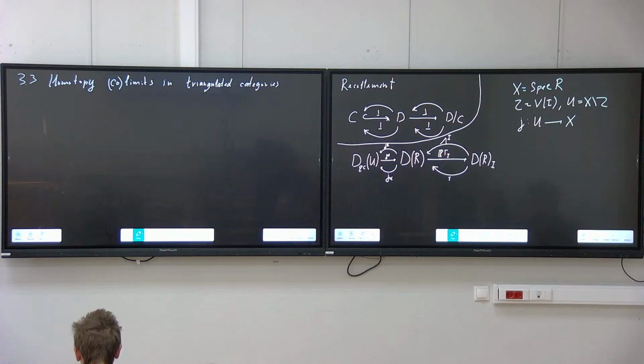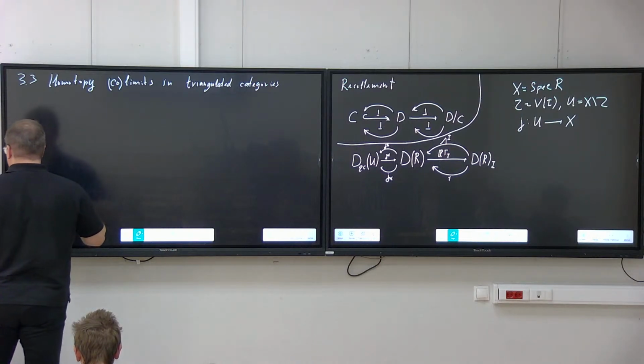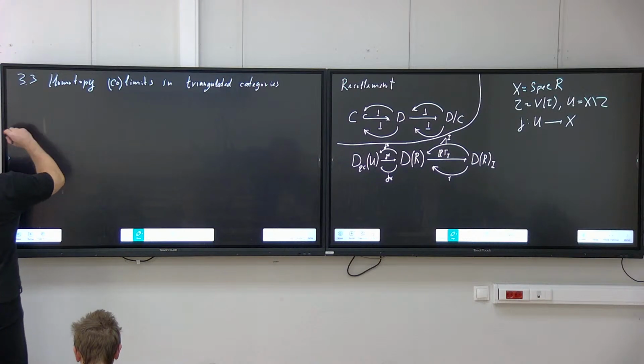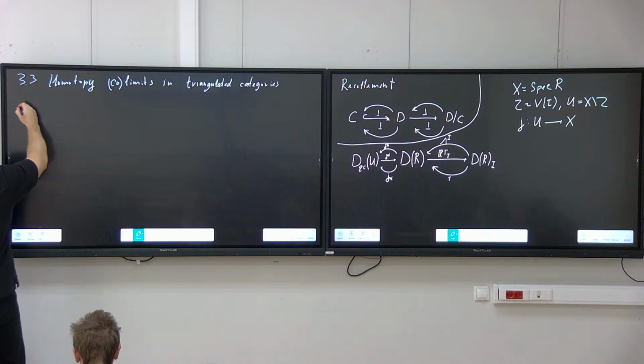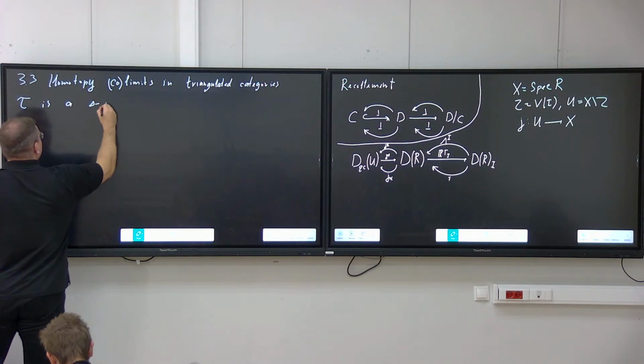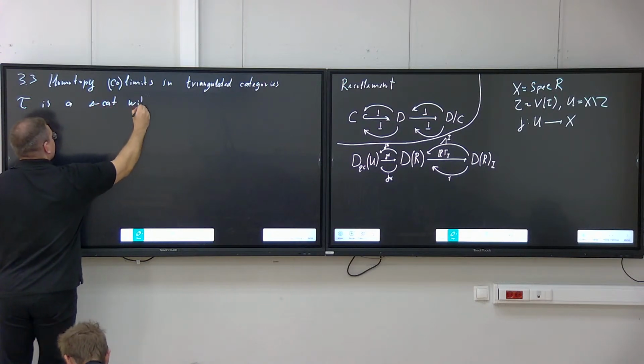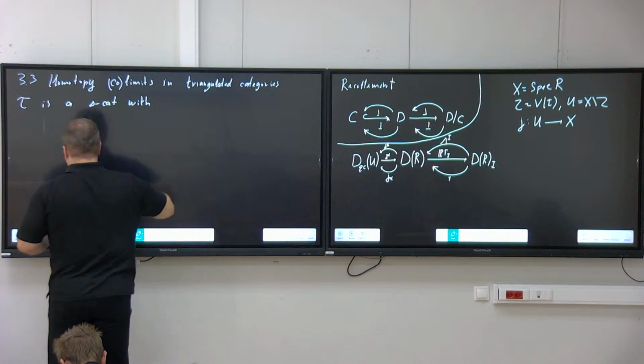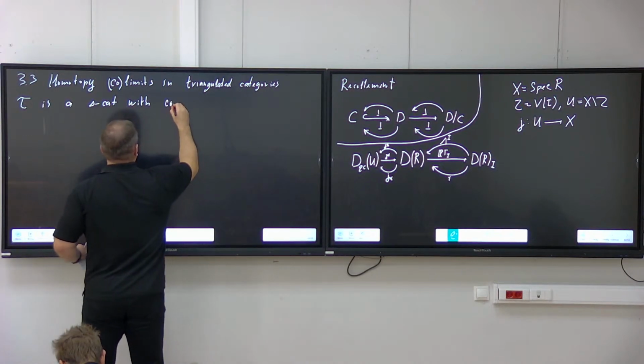Let me indicate the definition, how it is defined, and the definition is quite intuitively clear. You can probably recover it if you think about this a little bit. So I assume that T is a triangulated category with countable products.